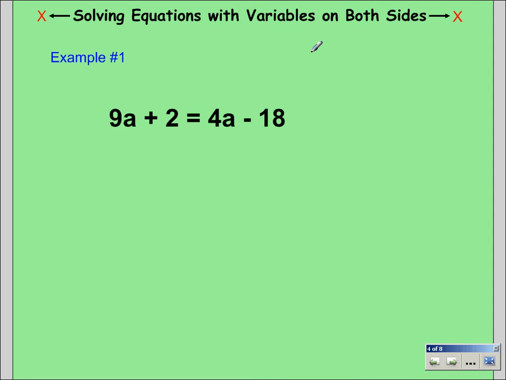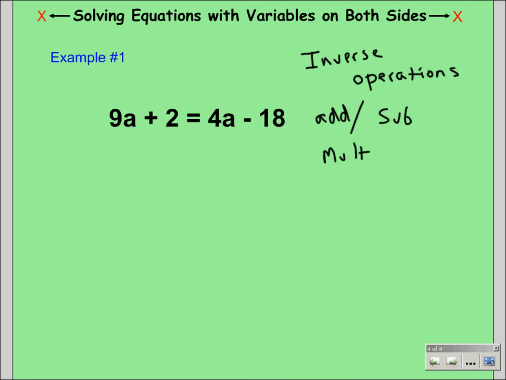Before I move on, I want to review a little bit about our inverse operations. Our inverse operations help us solve, and the inverse of addition is subtraction, and our inverse of multiplication is division.